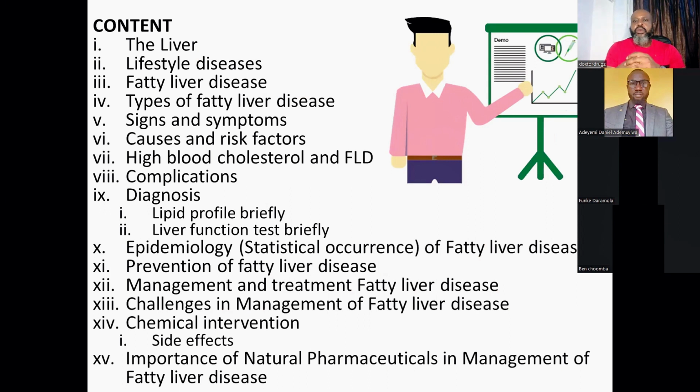So, without much ado, our table of contents goes thus. We have to talk about the liver. We're going to talk about fatty liver disease. And of course, because fatty liver disease is a lifestyle disease that is caused by another lifestyle disease, we'll have to talk about lifestyle diseases briefly. Then we'll talk about fatty liver disease itself, the types of fatty liver disease available, signs and symptoms, causes and risk factors. We'll talk about the relationship between high blood cholesterol and fatty liver disease, because a lot of people notice that once they check their lipid profile, they find out that they're having high blood cholesterol when they find out that their liver is enlarged as a result of fatty liver disease.